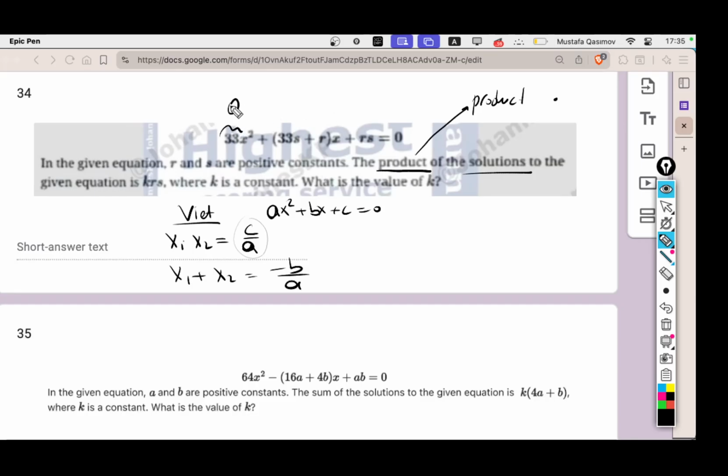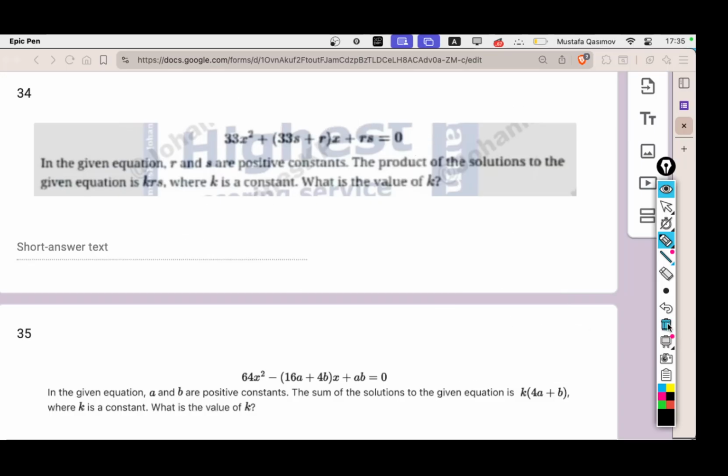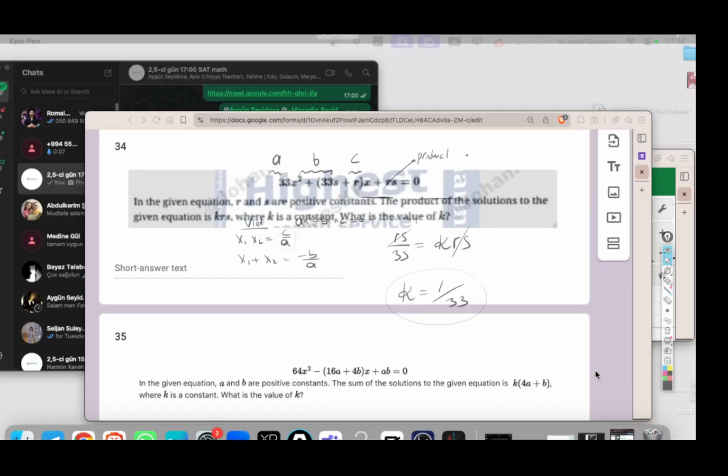Here, 33 is a, 33s plus r is b, and rs is c. C over a, or s over 33, is equal to K times rs. Then we can eliminate rs, so K is equal to 1 over 33. Is it clear, Meryem? Yes. Okay. Is it clear, Mirsadik and Sezan? Yes. Okay, let me also send that one to the group. Maybe you want to look at it.